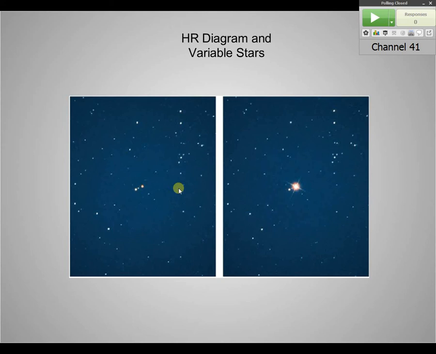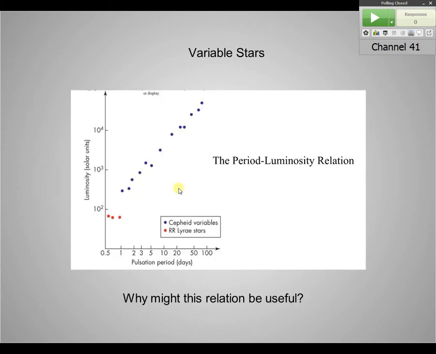Okay, so this is an example of a variable star where you might look one night and it's a certain brightness, and you look another night and it's a different brightness. Okay, and depending on the type of variable star, there's a relationship between its inherent luminosity and how quickly its luminosity changes.